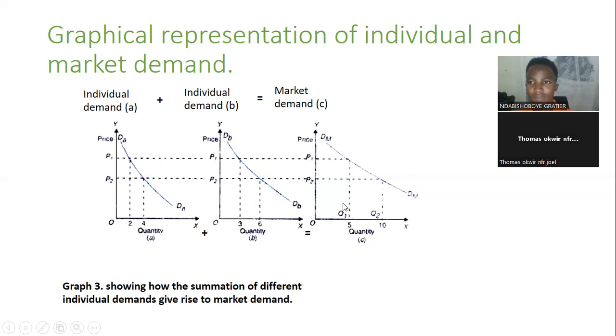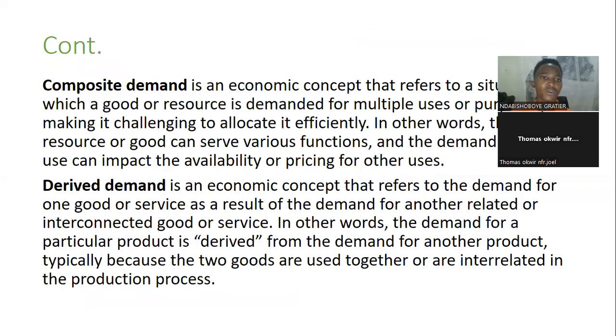Are we together? Good. So in continuation, we have what we call composite demand. Composite demand is a situation in which a good or a resource is demanded for multiple uses or purposes.